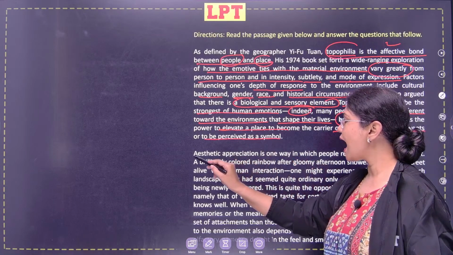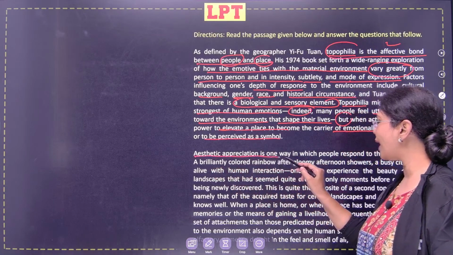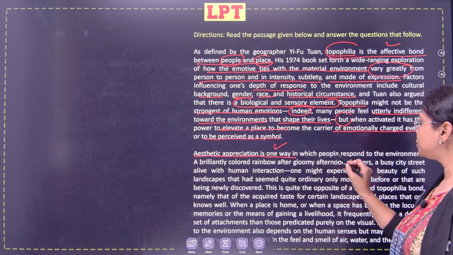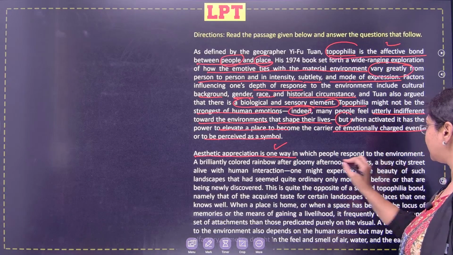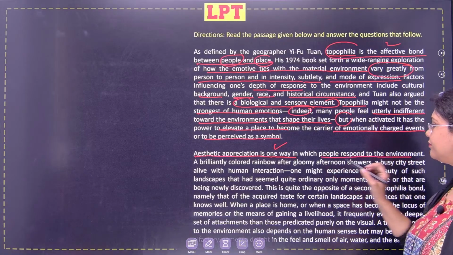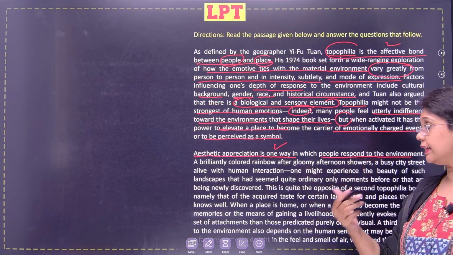It says, aesthetic appreciation is one way in which people respond to the environment. All right, so this is how people respond to the environment. This is given here, aesthetic appreciation.